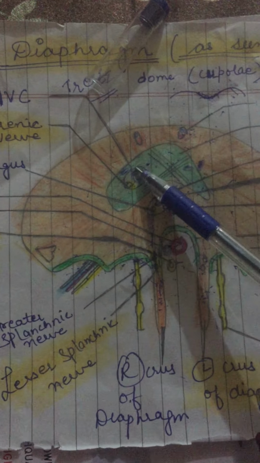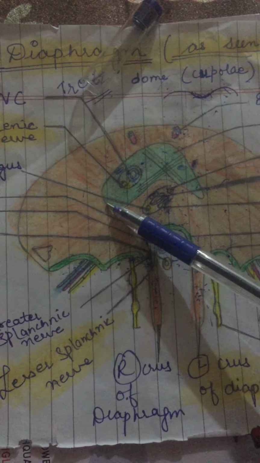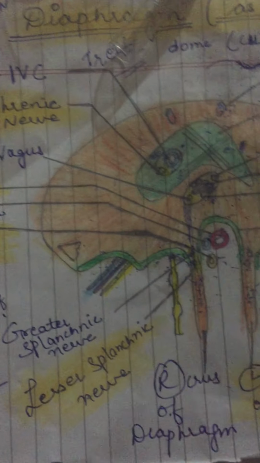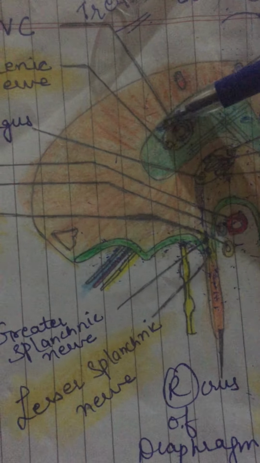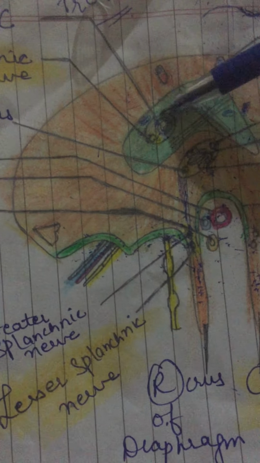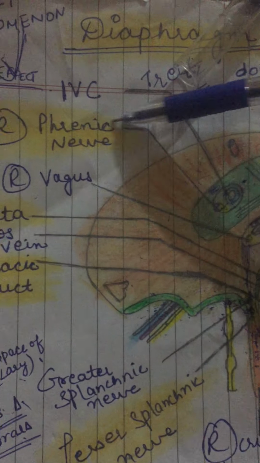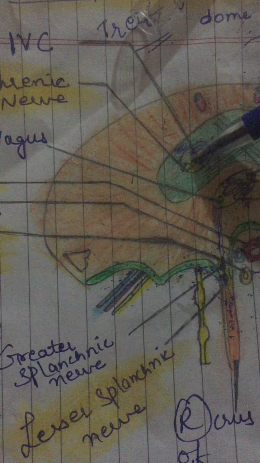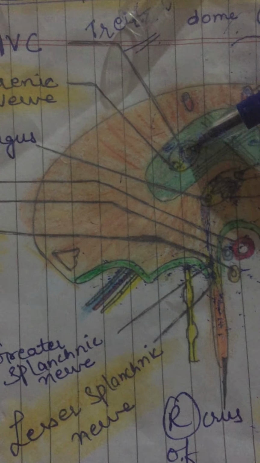Other structures passing through the vena cava opening: the first one is the inferior vena cava. I have drawn one nerve. This is the vena cava. Then I have drawn the right phrenic nerve, written here. So other structures are the right phrenic nerve and a few lymphatics from the liver, right?